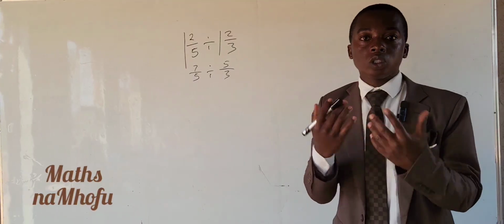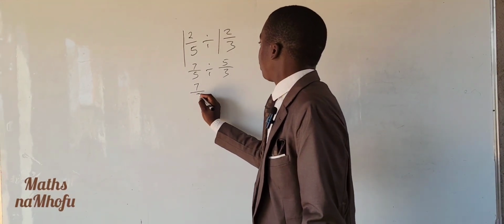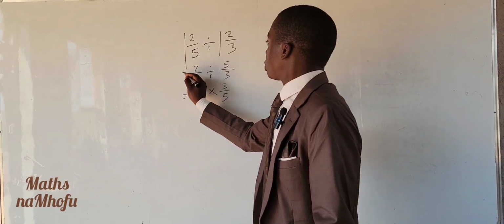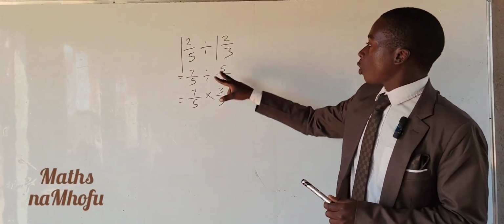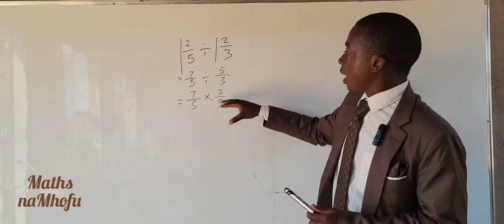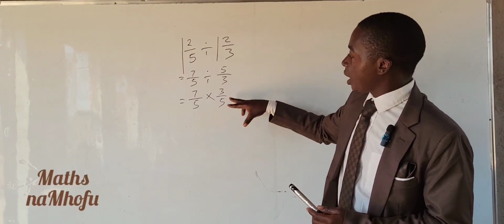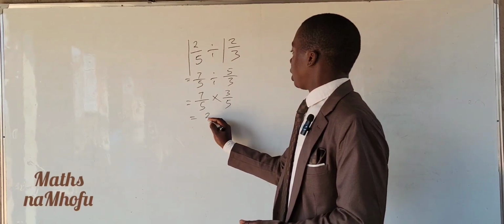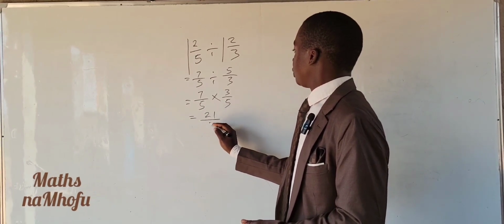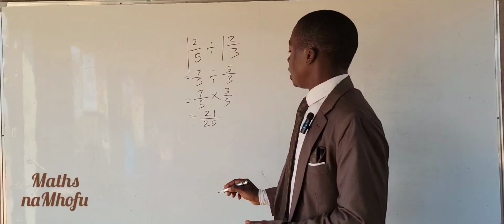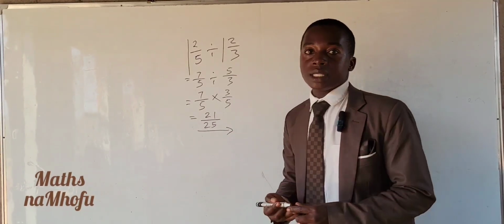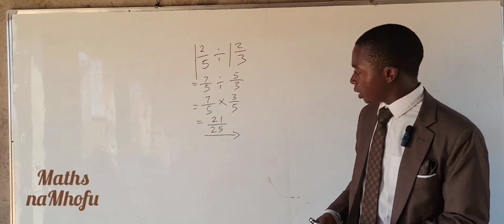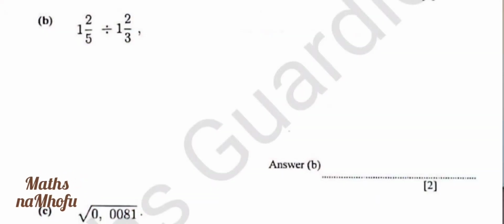And then you have to multiply. 7 over 5 multiplied by 3 over 5. You were told this at primary level that when you are dividing, you then multiply and you switch. The numerator becomes denominator and denominator becomes numerator. So our final answer here, we're ending up with 21 over 25, like this. And this will be our final answer because we don't have any number that can enter into 21 as well as 25 without leaving a remainder.